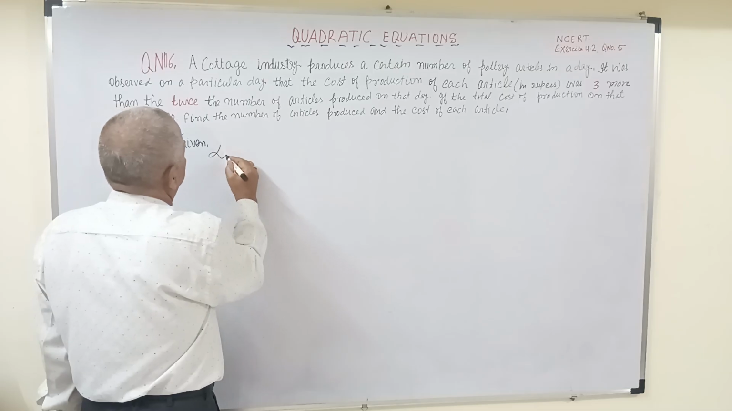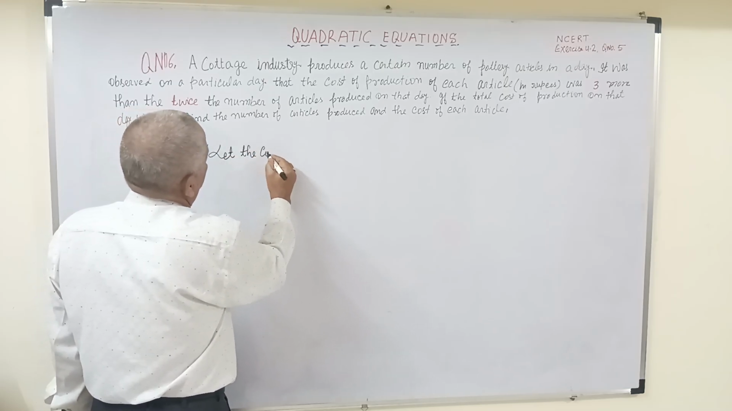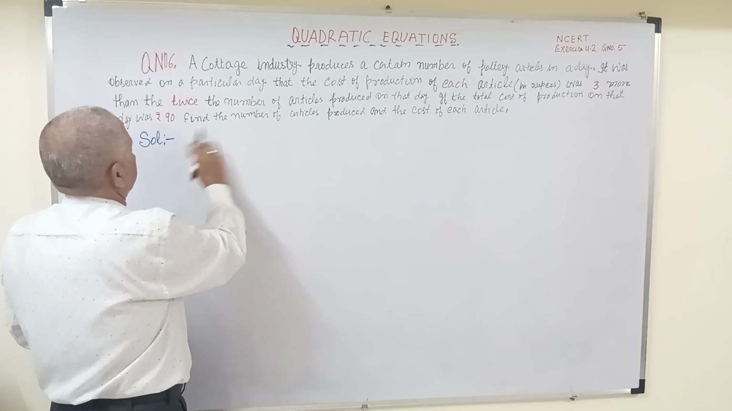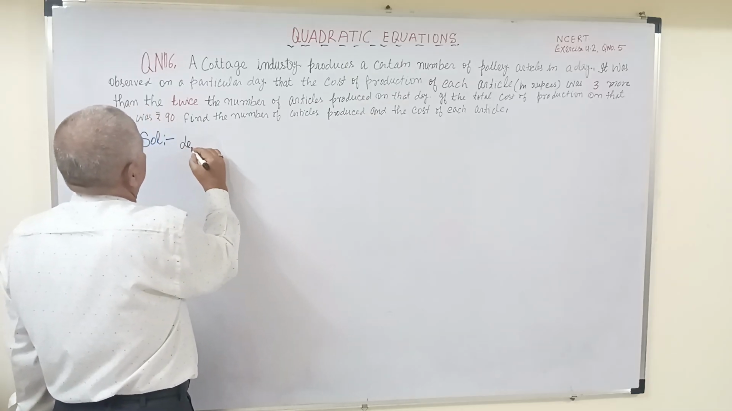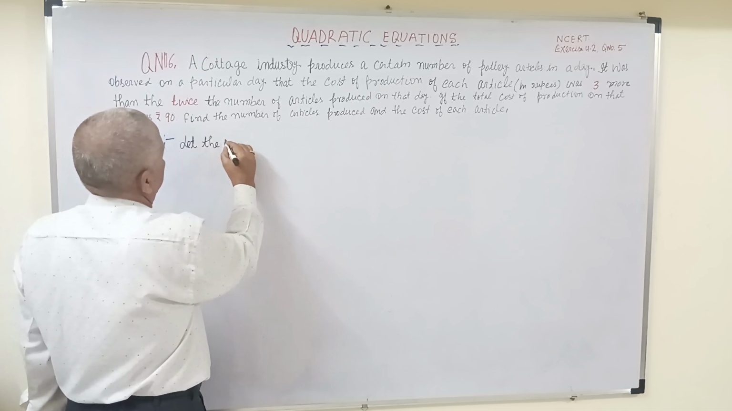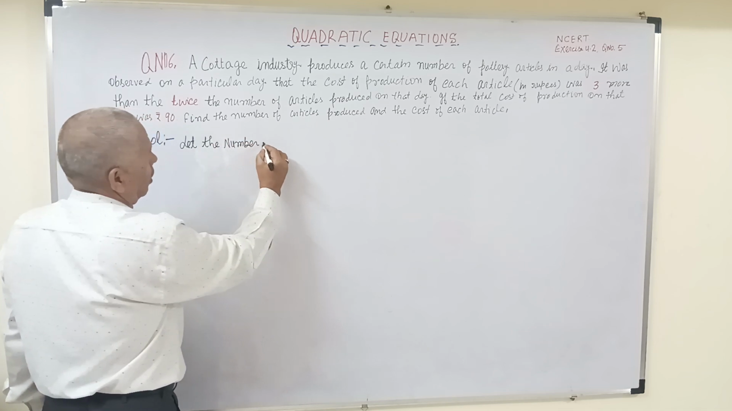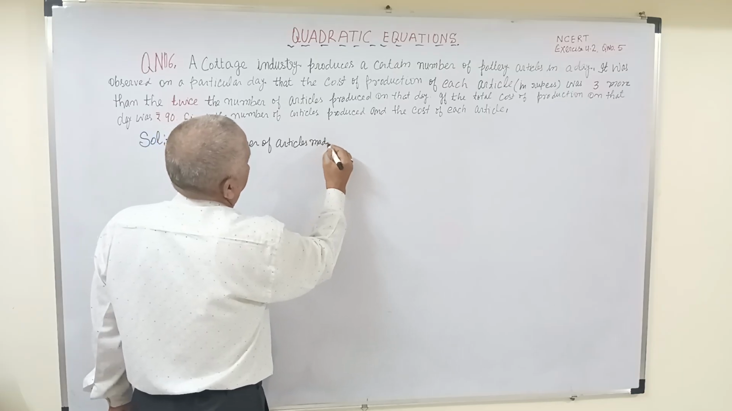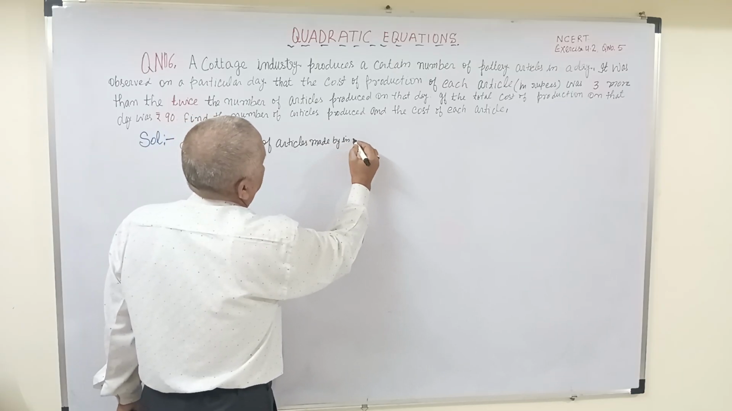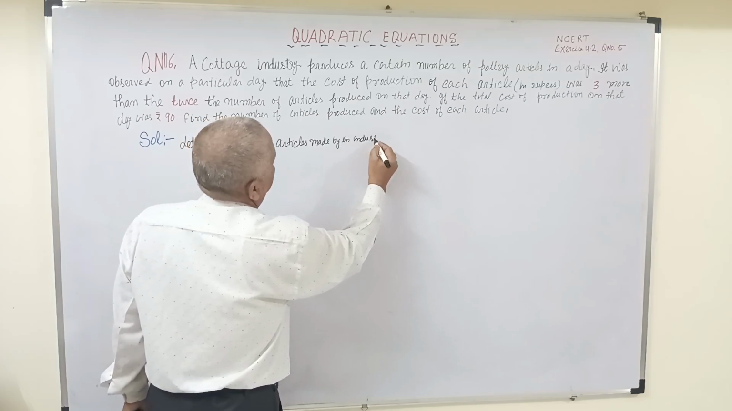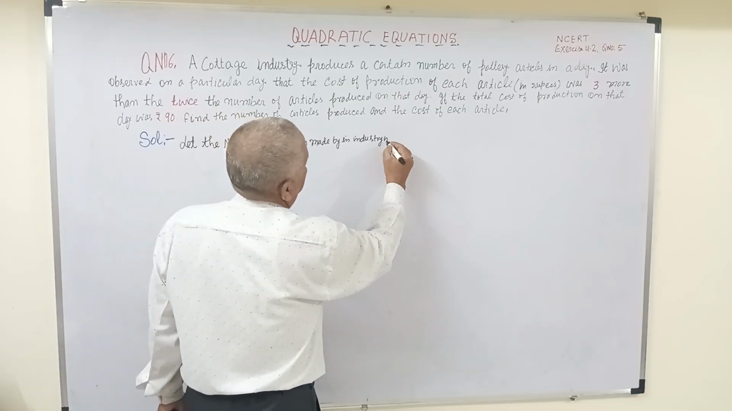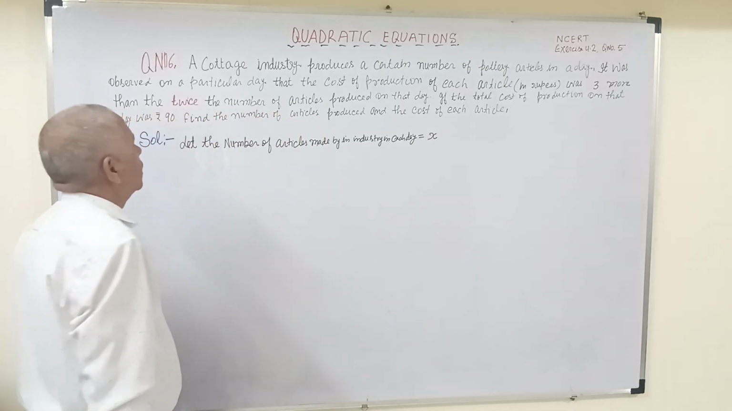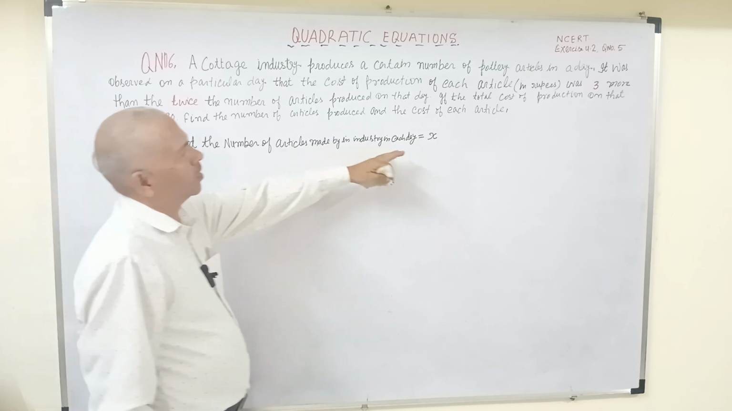let the number of articles made by industry in each day be equals to x. This means that the number of articles made by industry in each day is x.